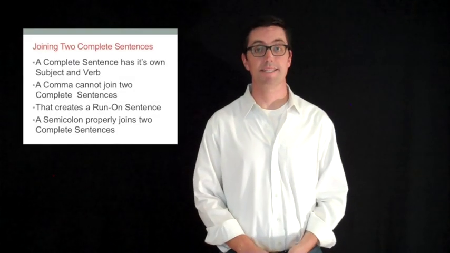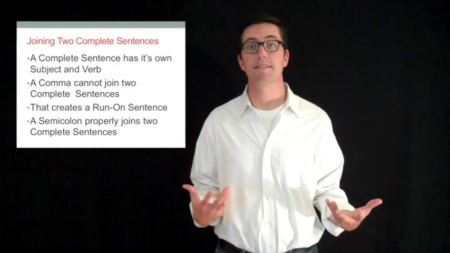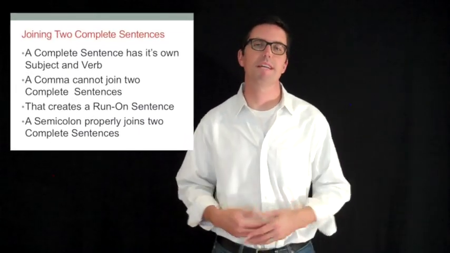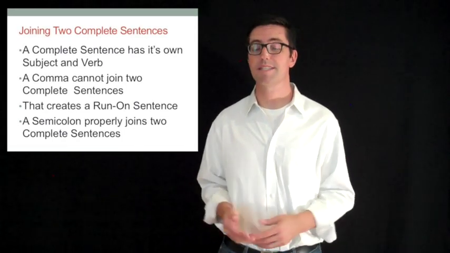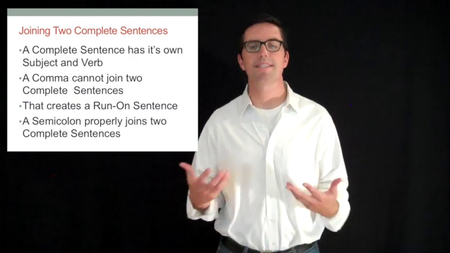The first use of the semicolon is to join two complete sentences. Now you may know that a run-on sentence is caused when we take two complete sentences and we join them incorrectly. Usually it's when we join two complete sentences with just a comma. Well, a semicolon joins two complete sentences on its own. It's like a super comma or a mega comma, and it's powerful enough to join two complete sentences.